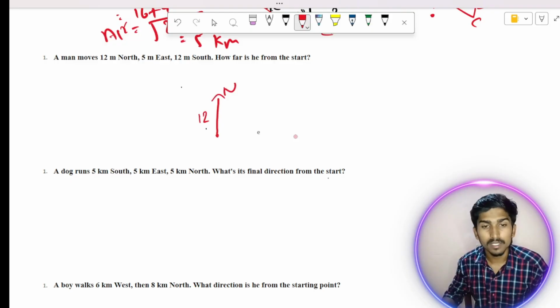Okay, 5 meters east after that. 5 meters. Okay, 12 meters south. 12 meters south. How far is he from the start point? This is the starting position. How far he is? This is the distance they are asking.